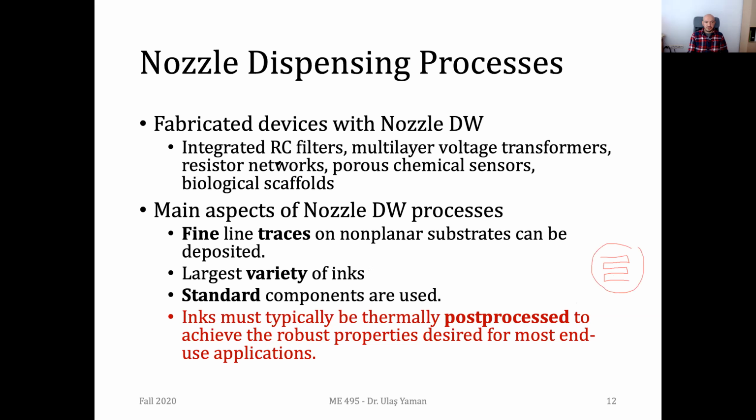And in order to produce, obviously, these different types of products, you need to use various inks in your machine. And for the other regions of the printers, we use, obviously, standard mechanical or electrical components. And if you want to improve the resulting properties of your part, then it's better to do some post-processing after you are done with the manufacturing on the machine.